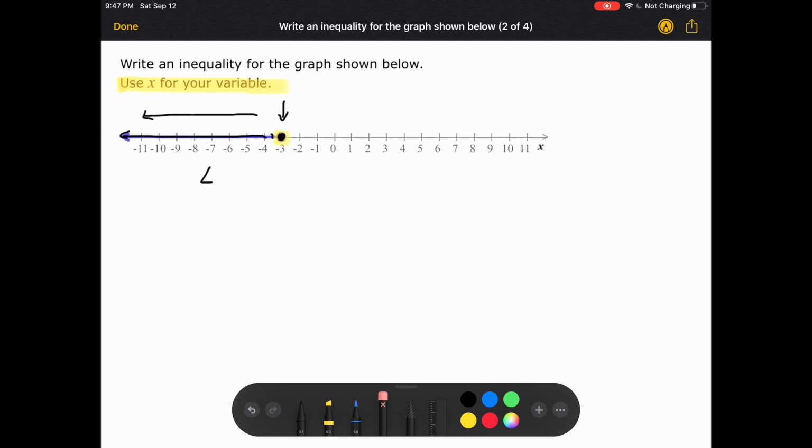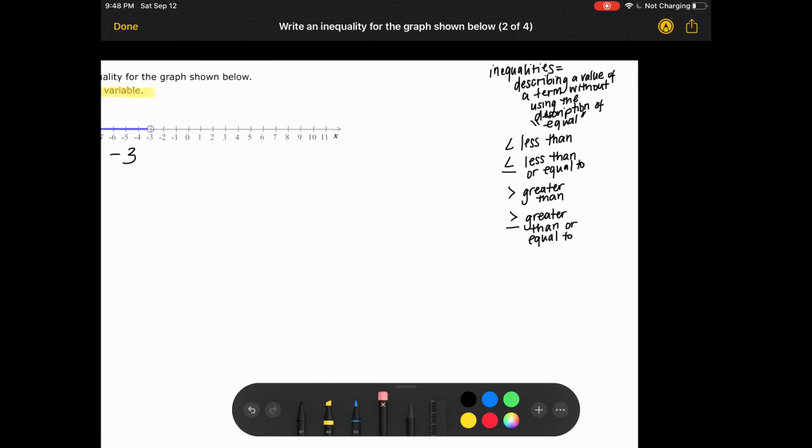When you write this, it says to write an inequality. To do that, you have to describe this whole line graph that you have here. It says use x as the variable. So you can say, okay, x, and I already know that I've chosen the less than, is less than what number? -3, because that number is what's highlighted there. So let me erase this here. It really is that simple.